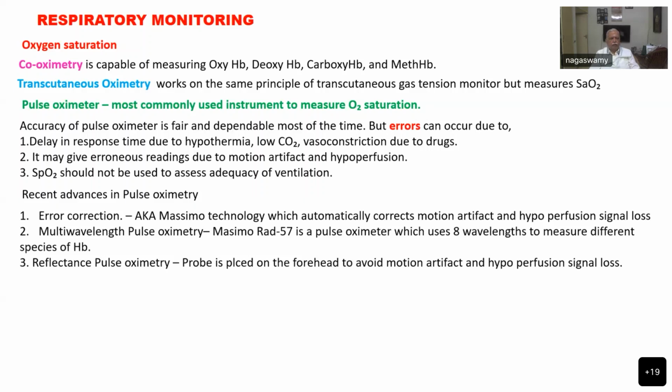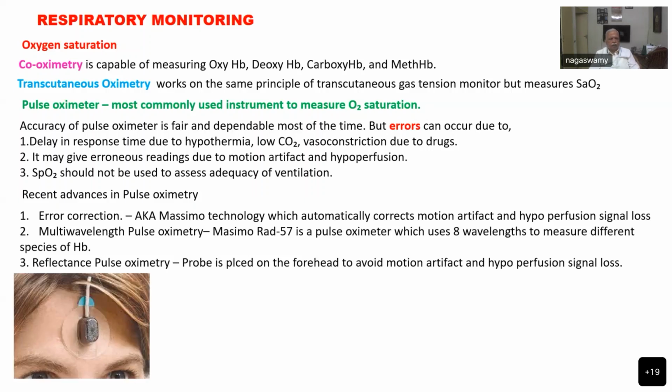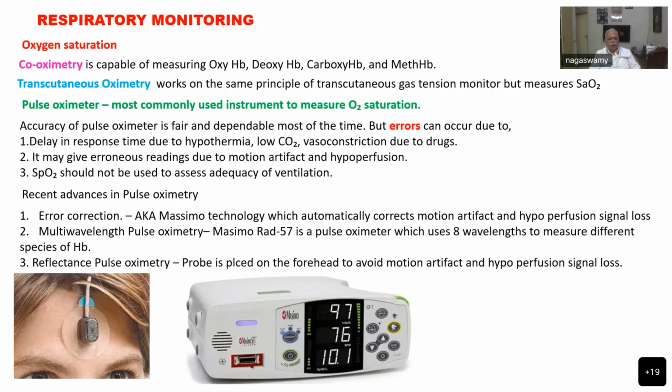Then there is a reflectance pulse oximetry probe which is placed on the forehead to avoid motion artifact and hypoperfusion signals. So this is how that reflectance pulse oximeter probe is placed on the forehead, and this is the Masimo Rad, which measures other species of hemoglobin also.